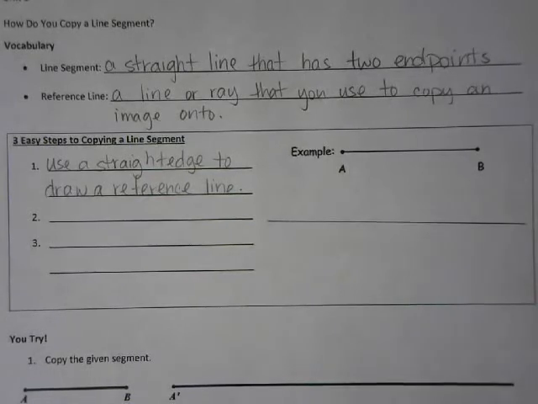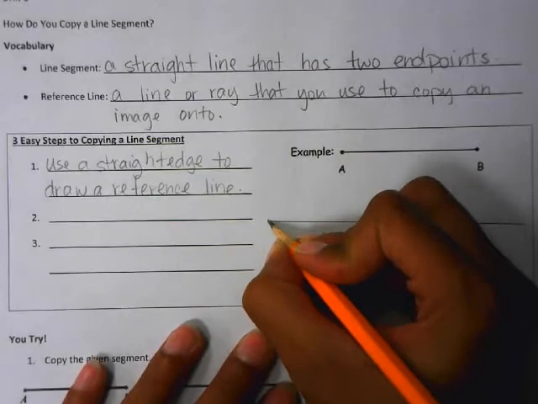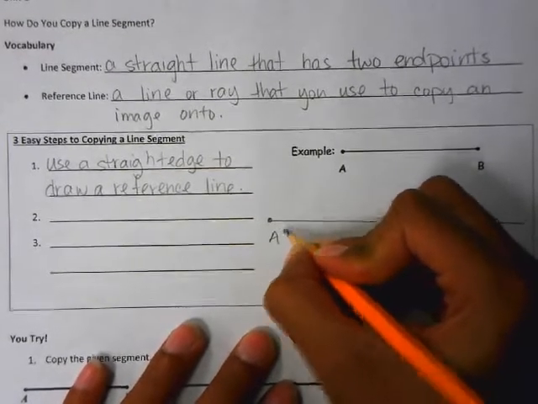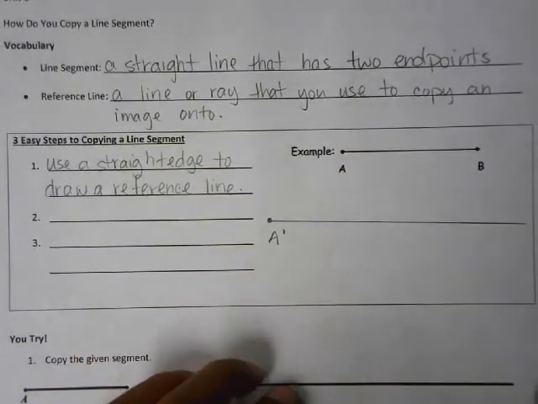Now, whenever you create a copy of an original, or whenever you create a copy of an image, the new image is going to be called, in this case, A prime. So we're going to be copying A and B, and A is going to become A prime, and B is going to become B prime. So over here, on the left-hand side, I'm going to label it A prime, because that is the copy of A.